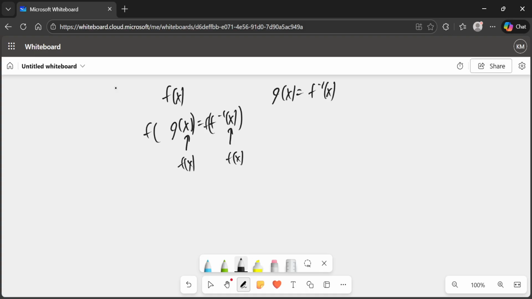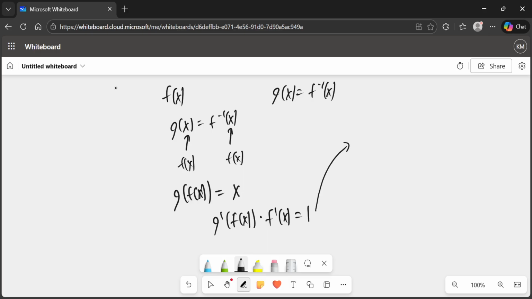Does that make sense so far? Not wrapping f of x. So if you plug in f of x, you get g of f of x equals f inverse of f of x, which is x. So far, does that make sense? Okay. Then if you take the derivative of both sides, you get g prime of f of x times f prime of x, because that's the chain rule, equals 1. So g prime of f of x, and this is the most important part, is equal to 1 over f prime of x.